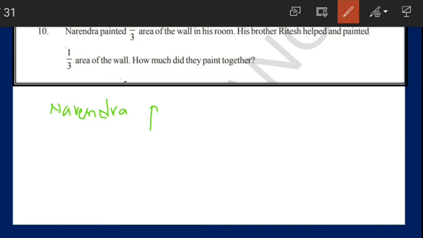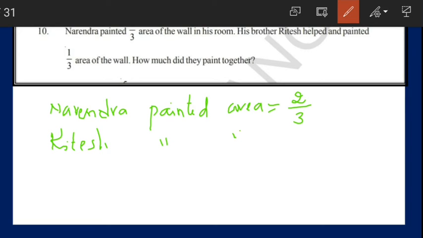Narendra's painted area is nothing but 2 by 3. Similarly, Ritesh also painted some area. So, Ritesh's painted area is equal to 1 by 3.